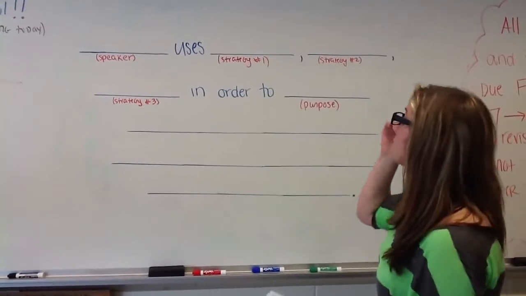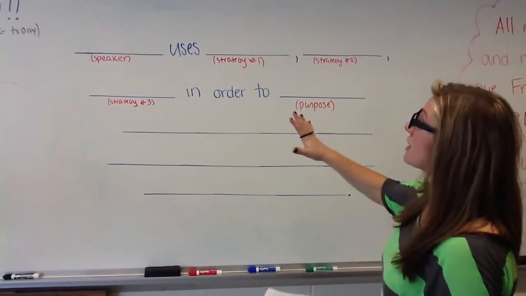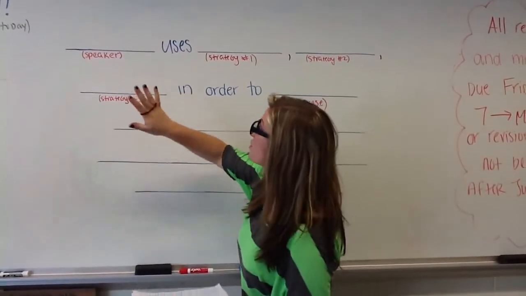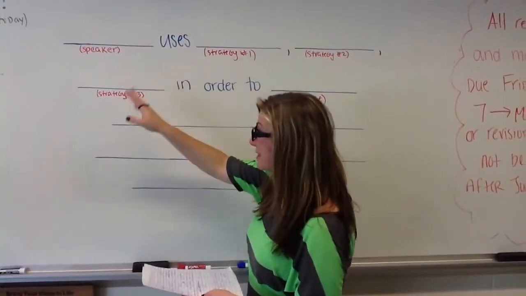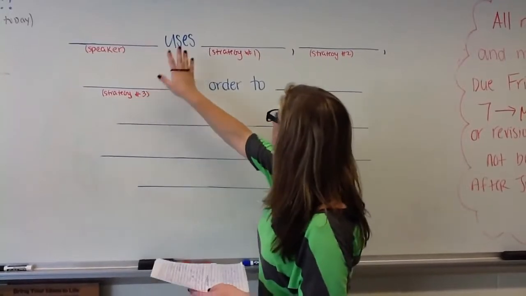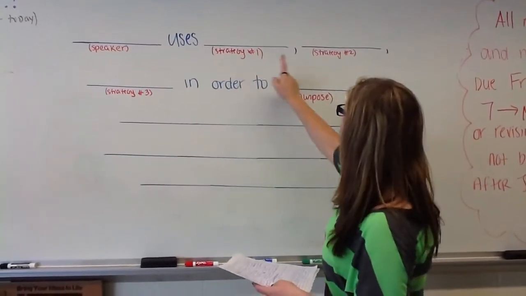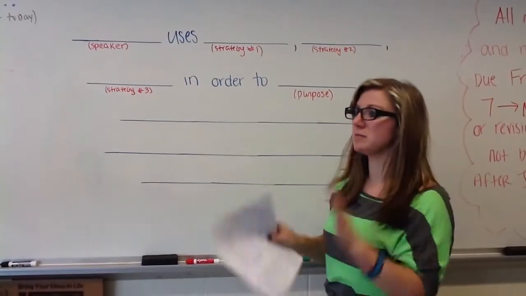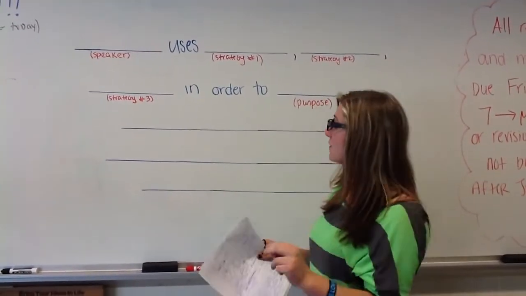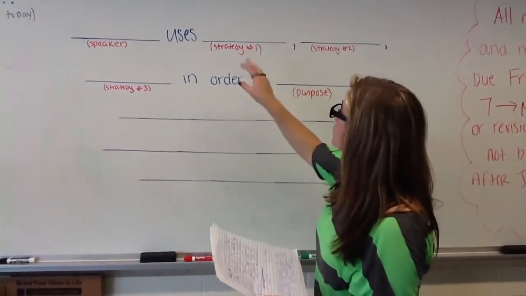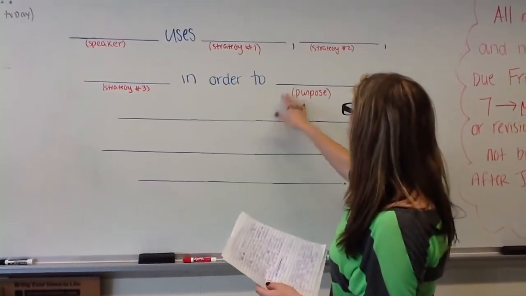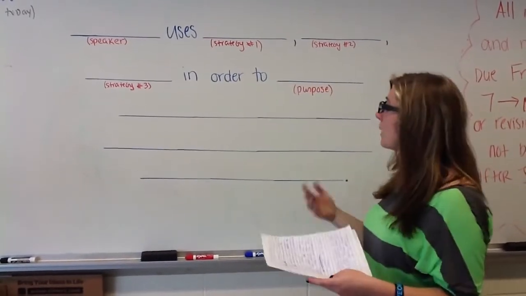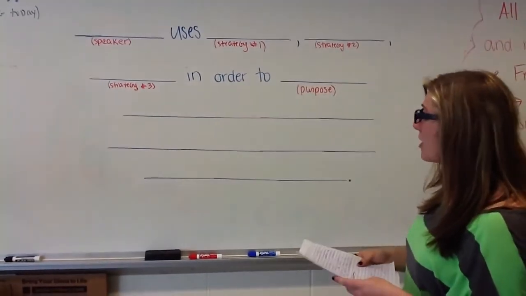So when we are writing thesis statements, a great thing for you to use is this format right here. You would just fill in the blanks as you go. So the speaker, whoever it might be, Caesar, Antony, Brutus, uses strategy 1, 2, and 3. You don't just have to use 3 strategies, but you must use at least 3. He uses these strategies in order to do what? And here you just fill in the speaker's purpose. What is he trying to persuade his audience of?